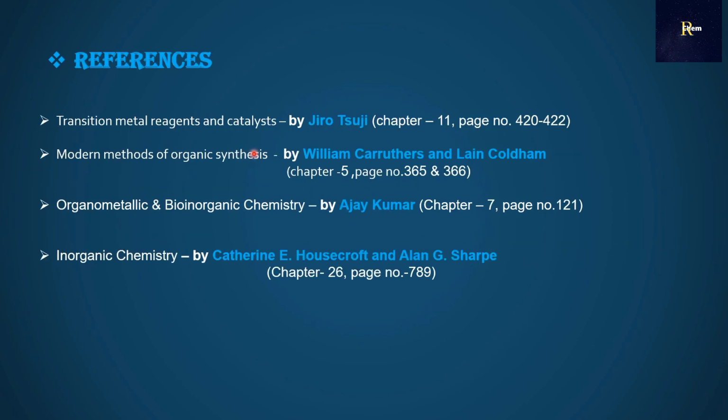Here are the references. The first one I have used is Transition Metal Reagents and Catalysts by Tsuji, and the second one is Modern Methods of Organic Synthesis by William Carruthers and Coldham, and the third one is Organometallics and Bioinorganic Chemistry by Ajay Kumar, and the last one is by Huheey, that is also an inorganic book.